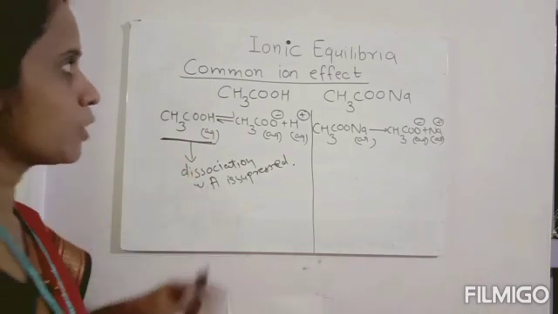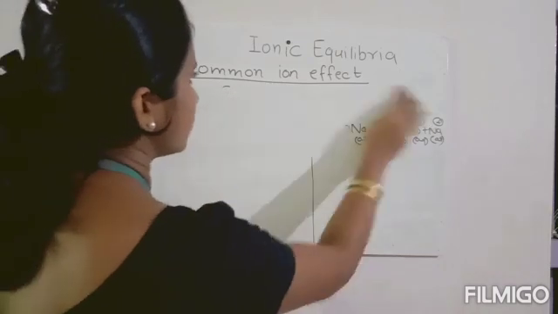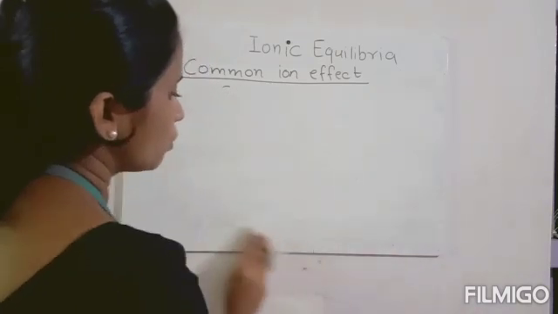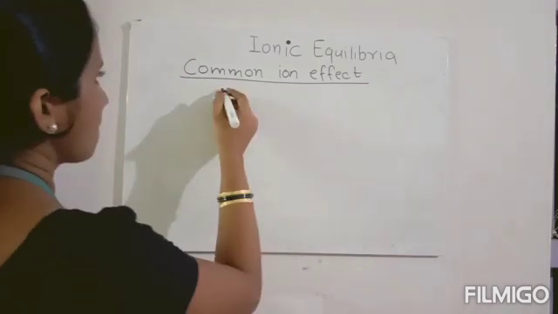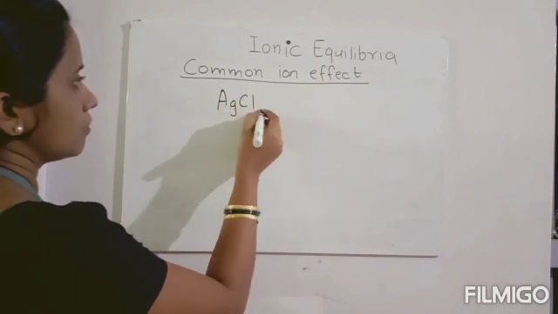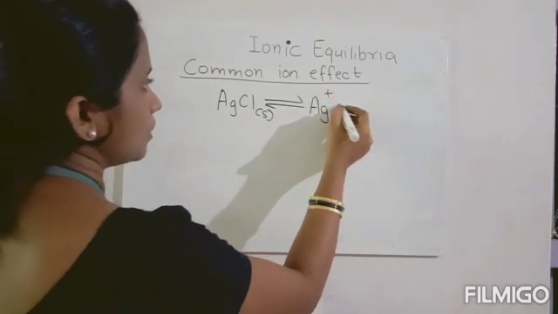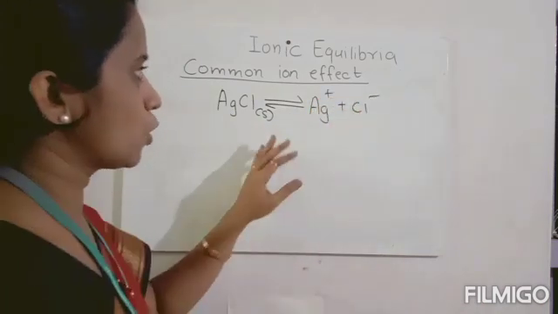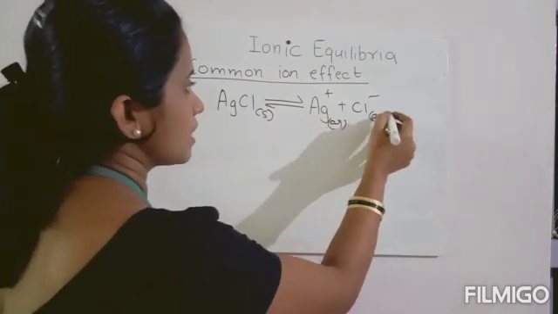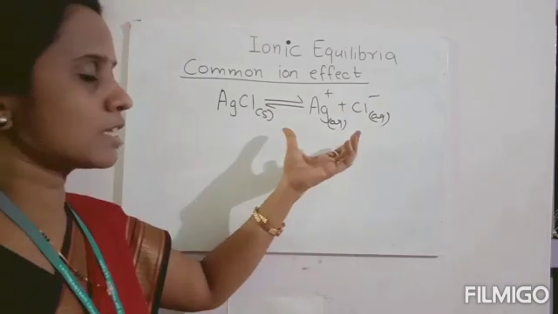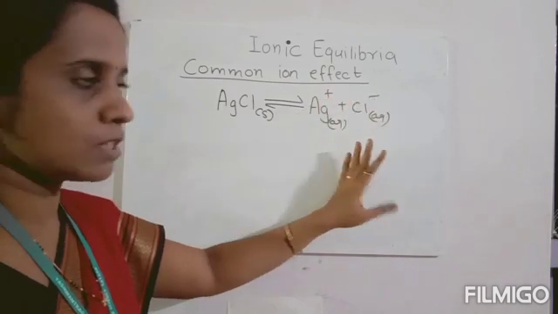On the basis of same common ion effect, we can explain how the solubility of sparingly soluble salt is reduced. If AgCl, in AgCl, it will dissolve partially to give Ag plus and Cl minus ions. AgCl is what? It is an electrolyte solution and it is giving Ag plus and Cl minus ions in water.